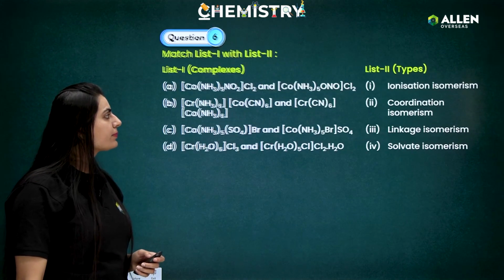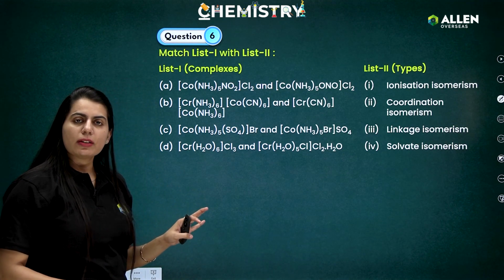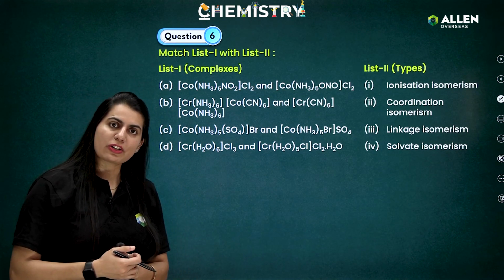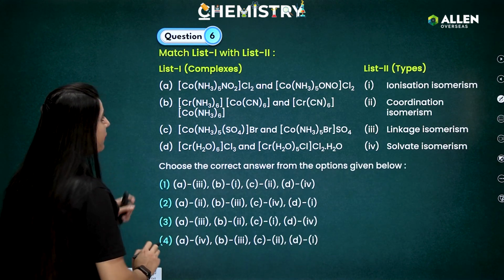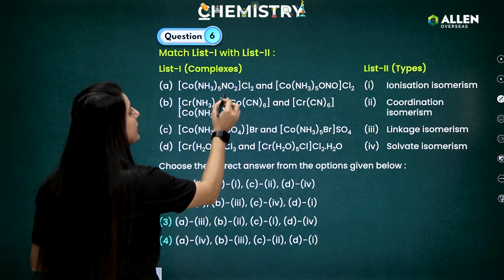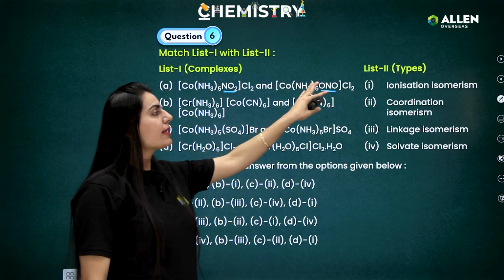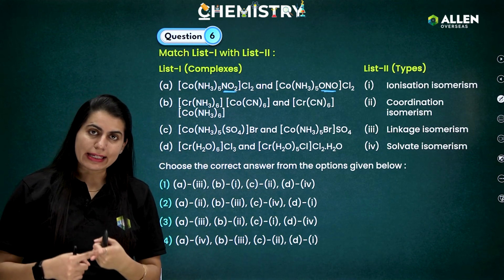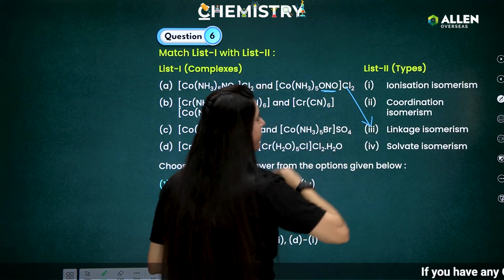Let's talk about the next question. Now, you can clearly see in this particular question that this match the column is about the structural isomerism part from coordination compounds. So, if I talk about the very first one, the difference is the way ligands are connected to the central metal. One is nitrito-N, one is nitrito-O, and whenever there is a difference in the linkage of these ligands, such an example is of linkage isomerism.